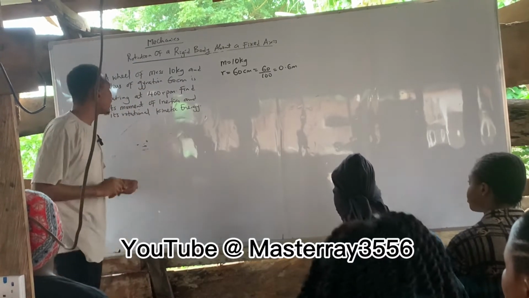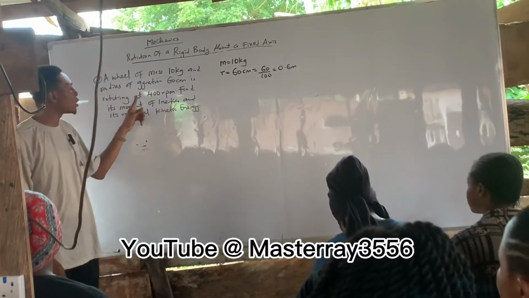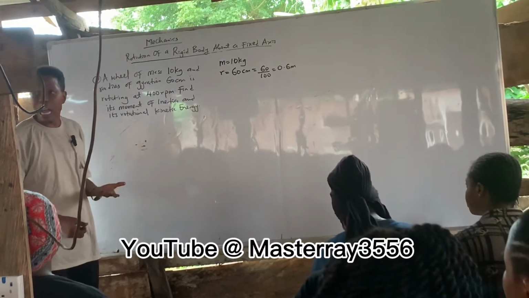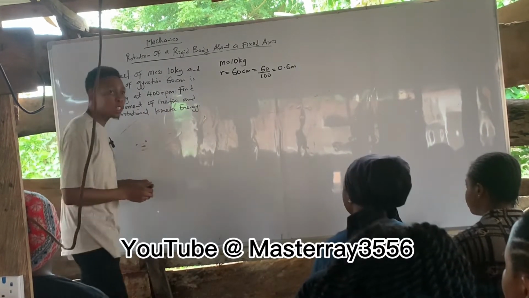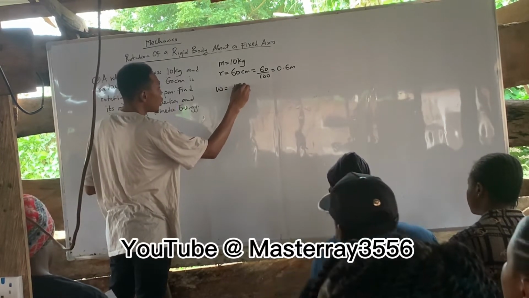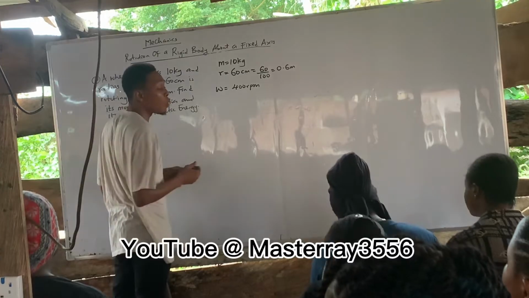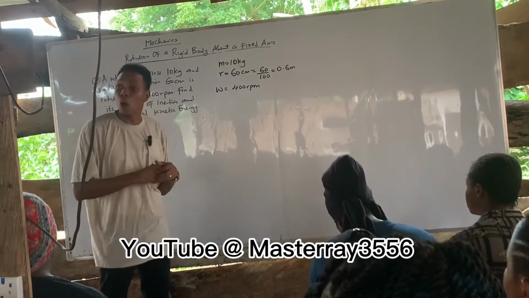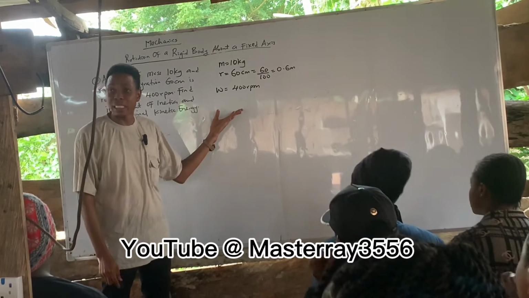Next, we are told that it is rotating at 400 rpm. What's rpm? That's omega, right? That is revolutions per minute. So we are given our omega to be 400 rpm. We convert to radians per second. How do you convert? Multiply by 2 pi, then divide by 60.